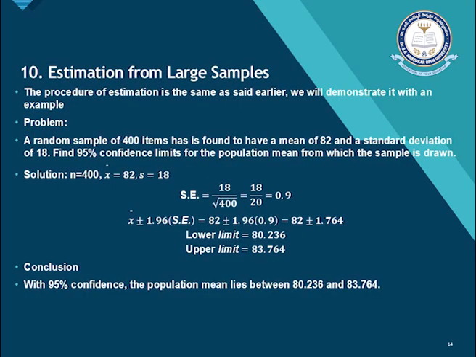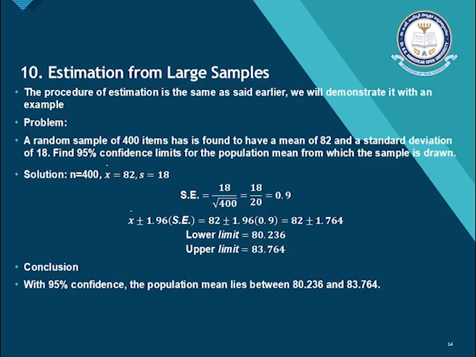Now, coming to estimation from large samples, the procedure of estimation is the same as said earlier. We will demonstrate it with an example. For example, a random sample of 400 items is found to have a mean of 82 and a standard deviation of 18. Find 95% confidence limits for the population mean from which the sample is drawn.